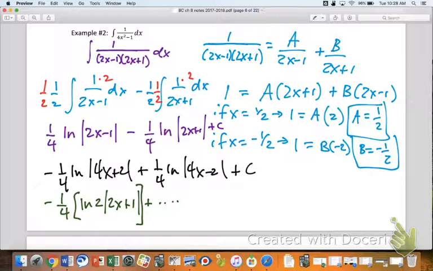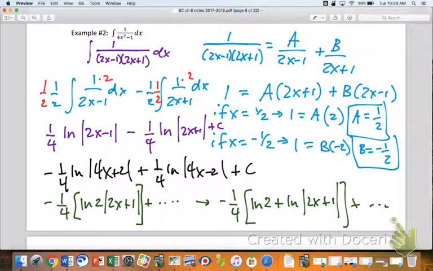Well, here's where we could use a log property. If you have the log of a product, you could expand it by what? Adding. Yeah. So this would really be negative 1/4 times natural log of 2 plus natural log of 2x plus 1, plus that other term, which we could be doing similar things with.